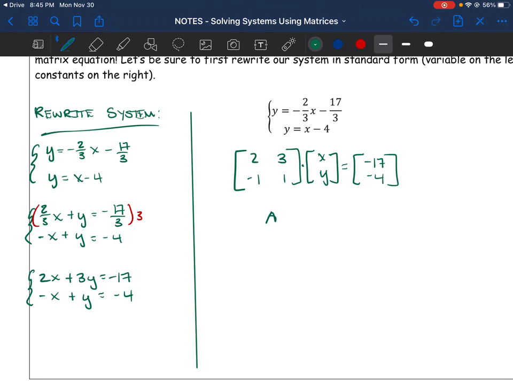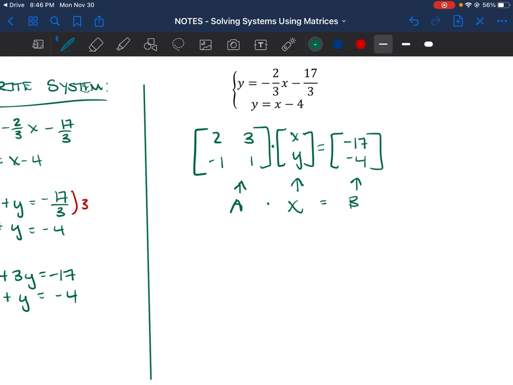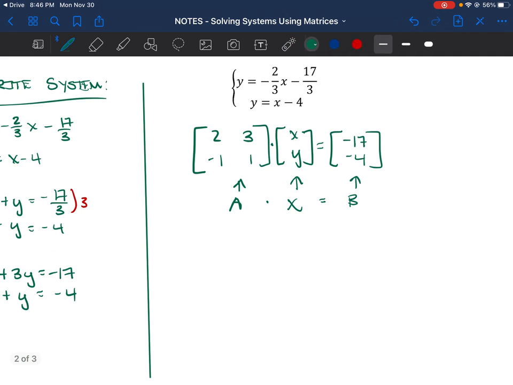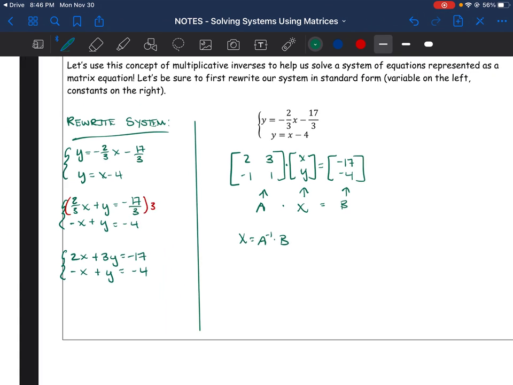Again, this is A times B. Sorry, not B, that should be X. My mistake. A times X equals B. There we go. And again, remember that our goal here is to solve for the variable matrix X. Well, we know from up here that the variable matrix X is A inverse times B. So X equals A inverse times B.